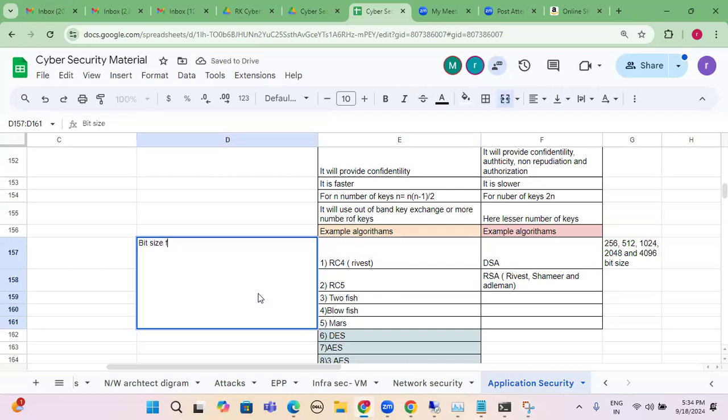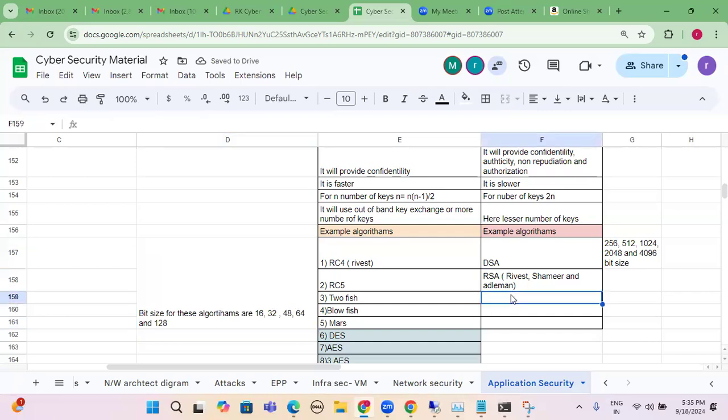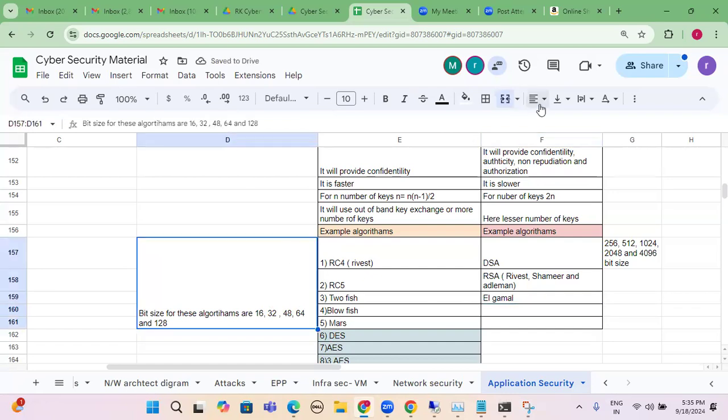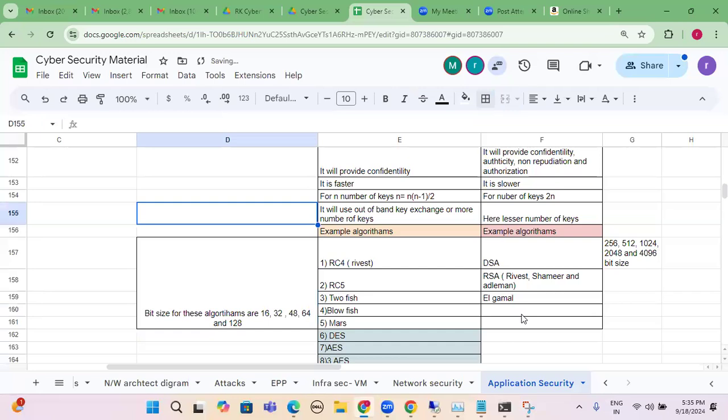The bit sizes for these algorithms are 16, 32, 48, 64, and 128. Okay, so that is the reason he can guess it easily. And we have other algorithms also. ElGamal, a scientist's name; whatever algorithm he invented, he gave it his own name, ElGamal. In a similar way, we have Diffie-Hellman, DH. It's one of the strongest algorithms. Diffie-Hellman is also a scientist's name.